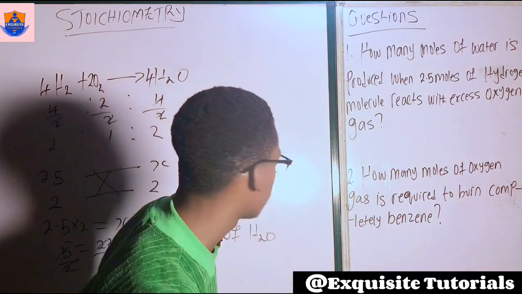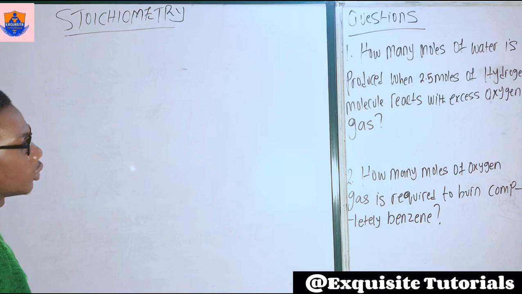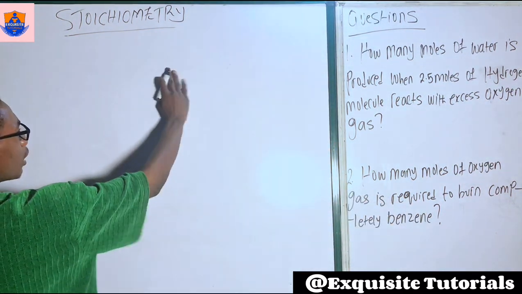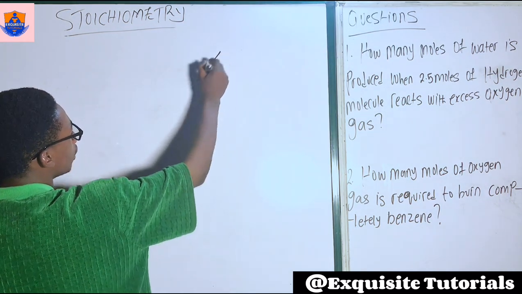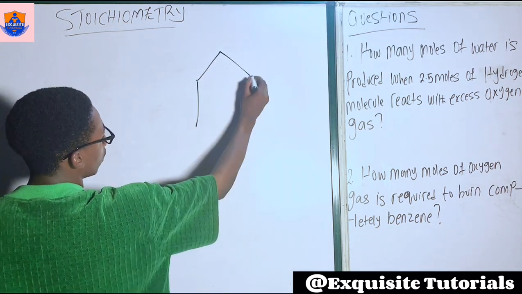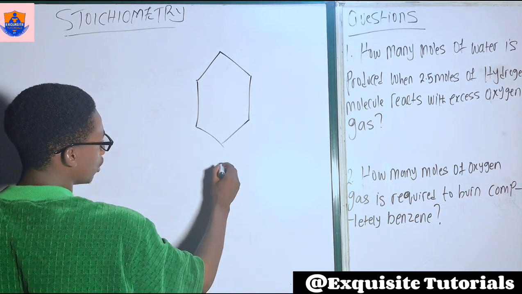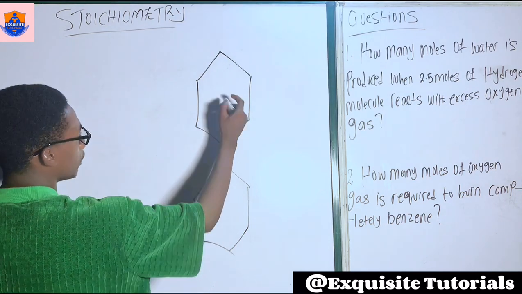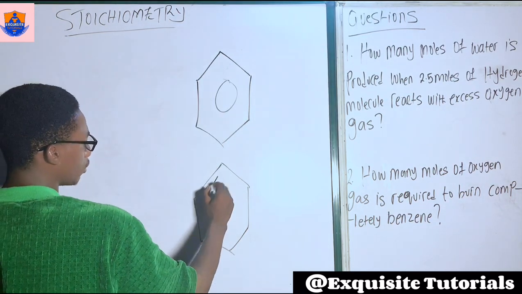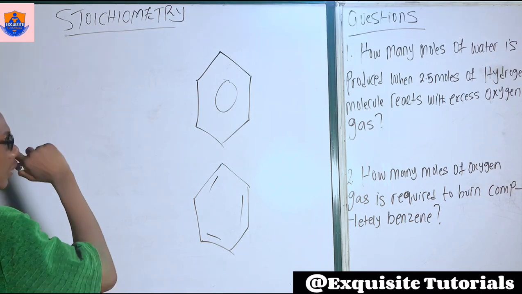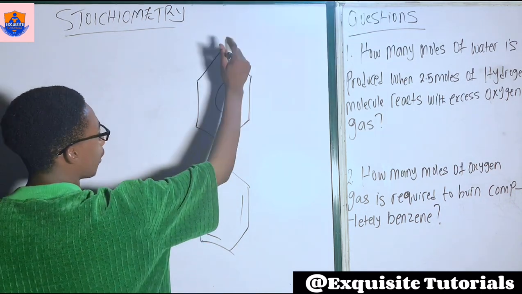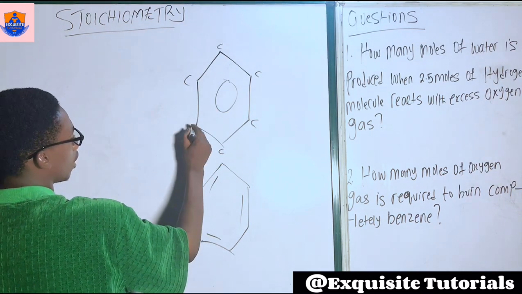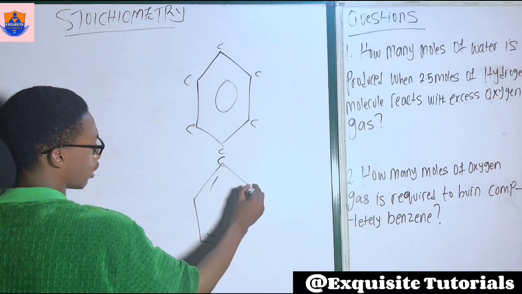Alright, so now you say how many moles of oxygen gas is required to burn completely benzene. Now let's bring out the benzene structure. Let me teach something. Now this is benzene. I'll write benzene in 2 forms. This is benzene. Benzene can be in this form, or benzene could be in this form. Now at each point is a carbon atom. Carbon as well, carbon.